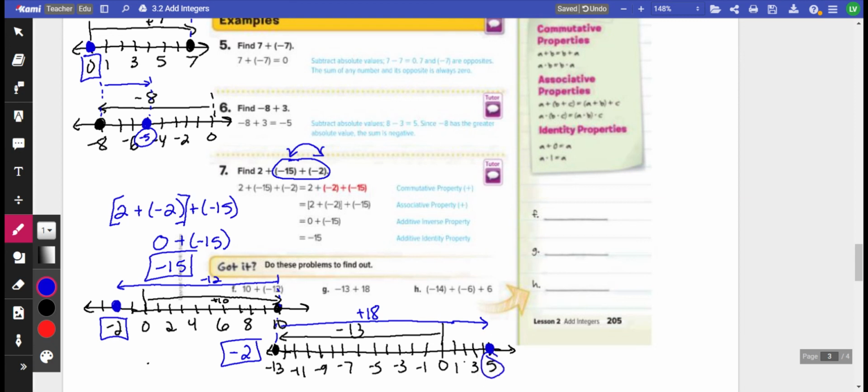All right, letter H. I'm going to rewrite this a little bit. Negative 14 plus the quantity negative 6 plus 6. I'm going to put these two values of negative 6 and 6 into brackets to indicate that I want to combine those first. So negative 14 plus, well, negative 6 plus 6 is a 0. Those are additive inverses. Those are 0 pairs. So it simplifies down to 0. So negative 14 plus 0 equals negative 14.